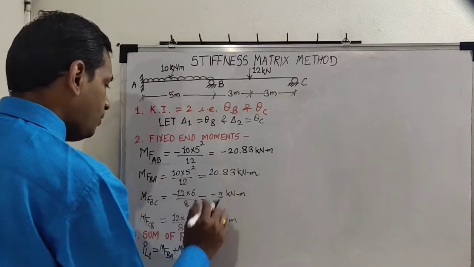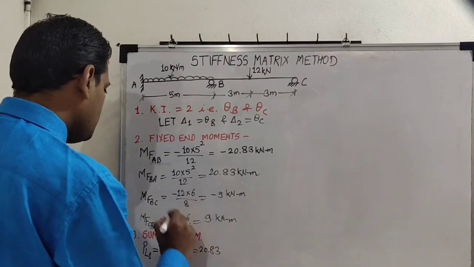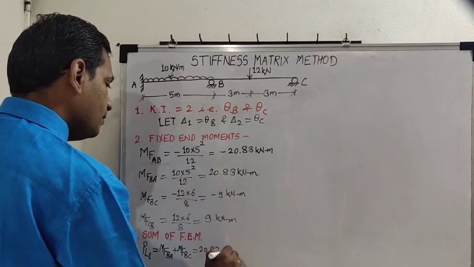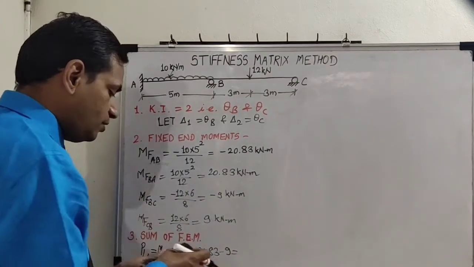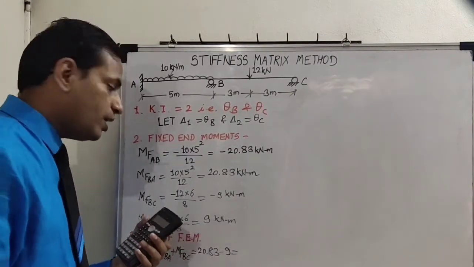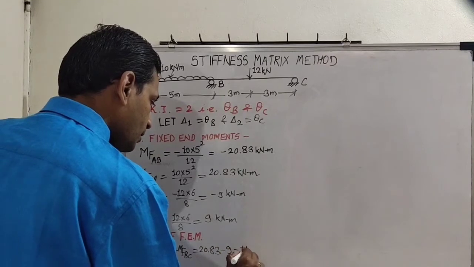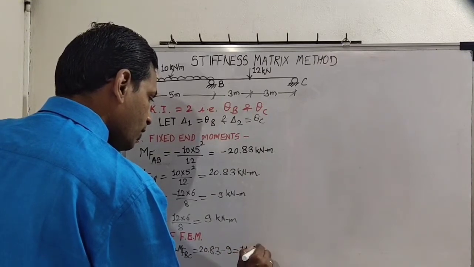So what is BA? 20.83. What is BC? Minus 9. So take the algebraic addition of these two values. So minus 9. So it will be 11.83 kilonewton meter.